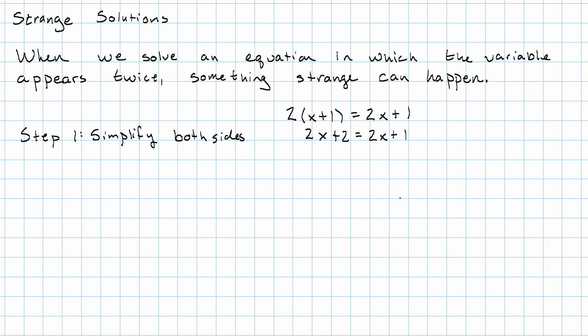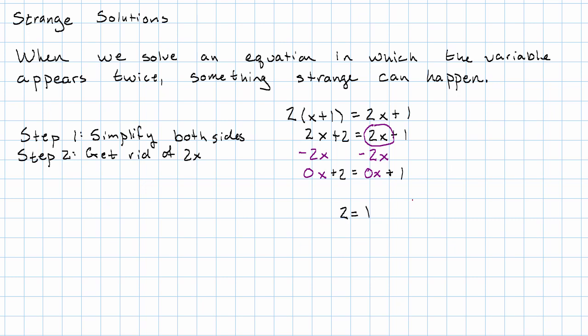And now we want to eliminate the variable term on one side. Let's say I decide to get rid of the variable term on the right. We'll add negative 2x on both sides. And what does that give us? On the left, we have a 0x plus 2. And on the right, we also have a 0x plus 1. Our equation has become 2 equals 1.